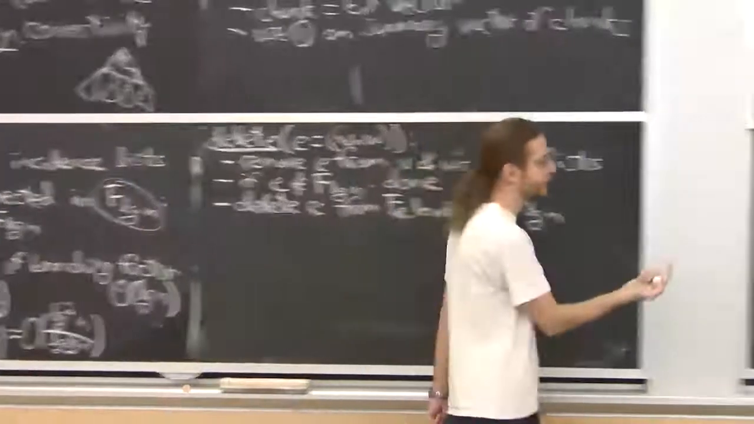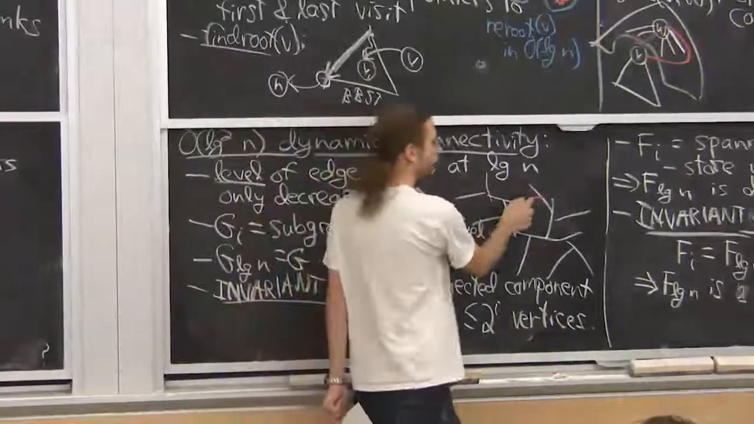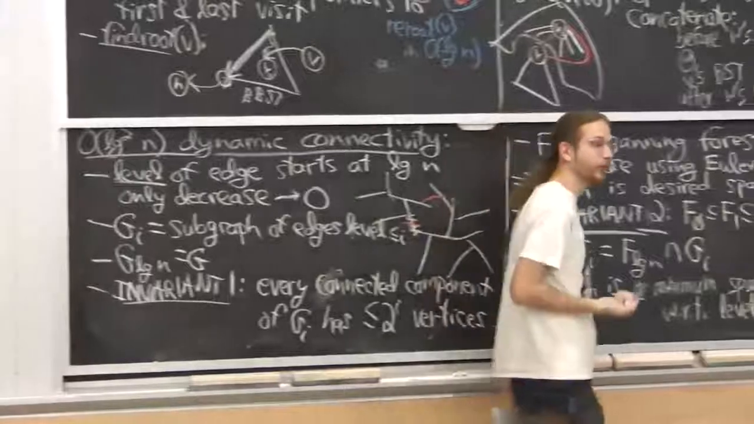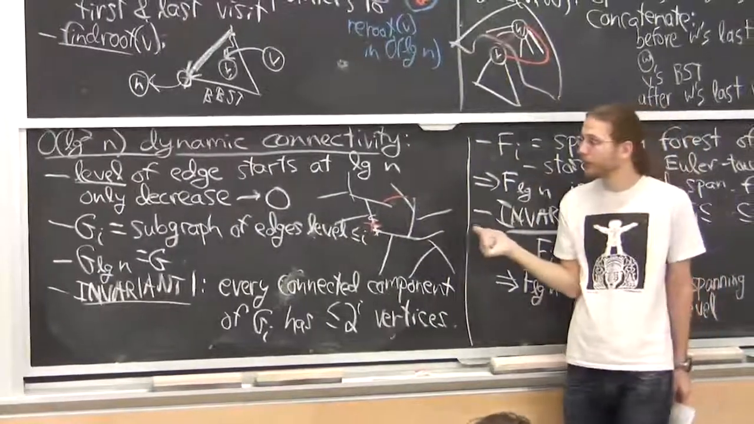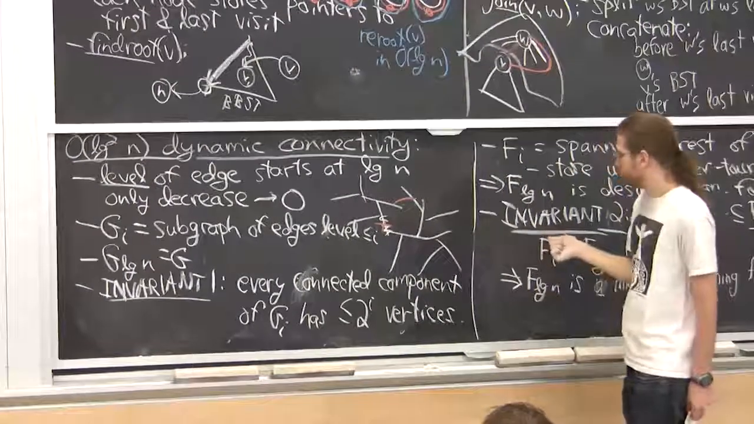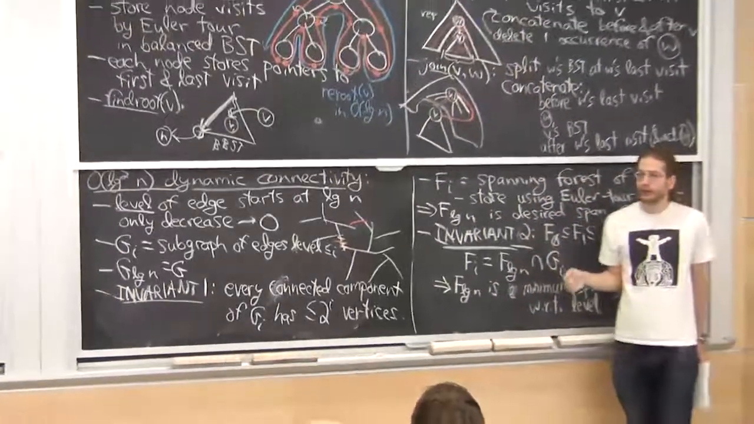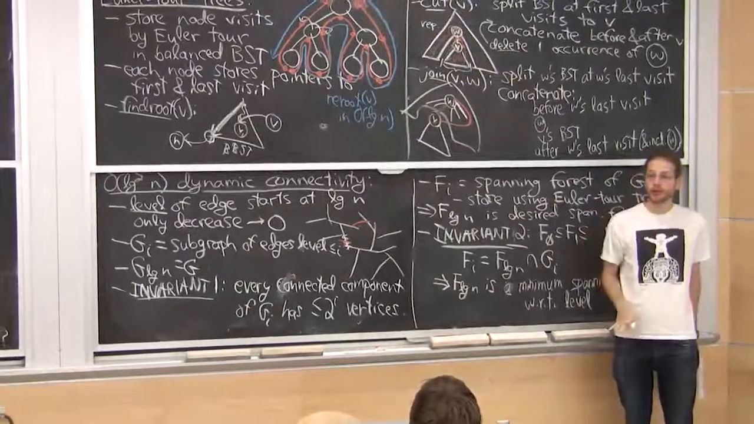Now we've successfully deleted the edge, but now we need to know, is there a replacement? And at what level is there a replacement? Now, we know by invariant 2 that there could be no replacement of lower level.